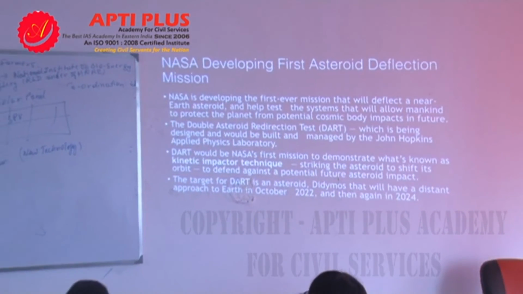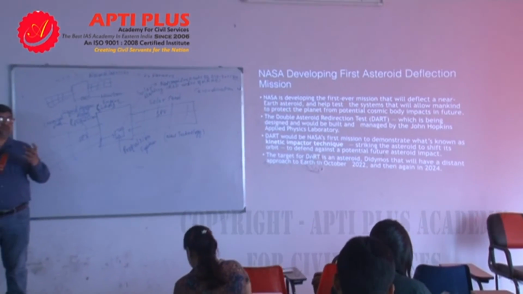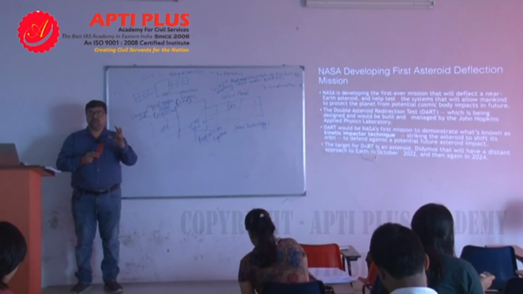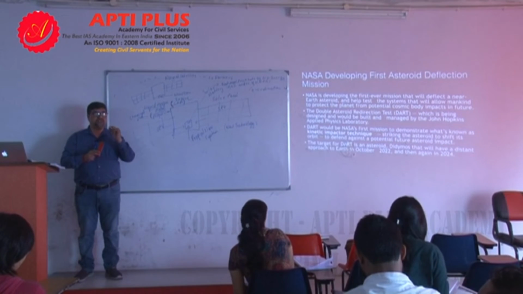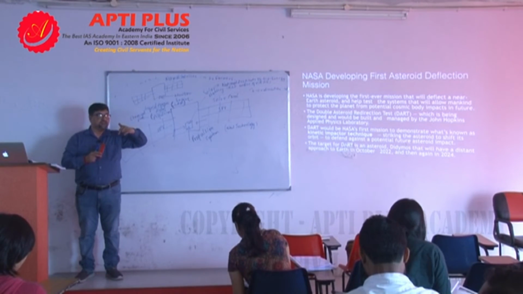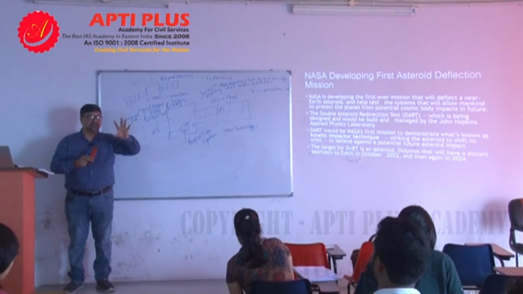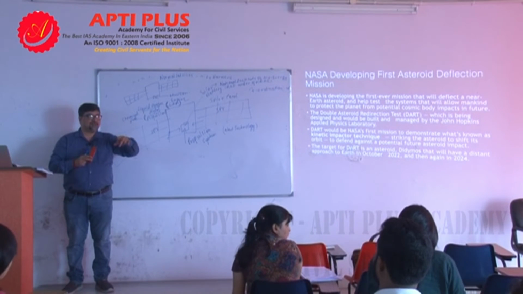If you have seen that movie Armageddon, that Hollywood movie, where I think an asteroid is there. One asteroid is going to hit the Earth. An asteroid or comet, something was there. Which movie was that?